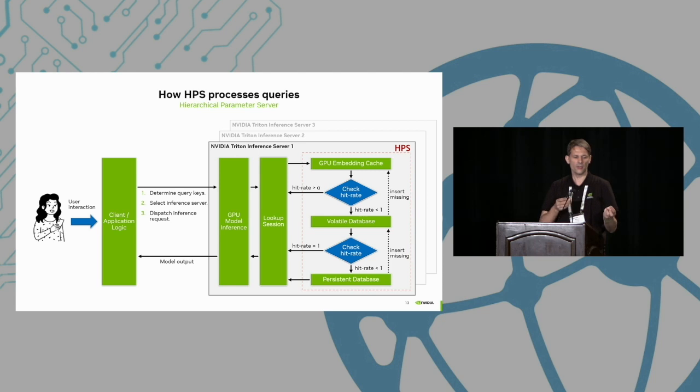Now that we have covered the components, let's see how incoming inference requests are processed by our HPS. In this example, user interactions trigger some recommendation process. After determining the necessary embedding keys, the application logic first selects the available inference server and then dispatches the inference request. Now, for any sparse features encountered, the inference engine will query the HPS, which in turn will first try finding the embedding in its GPU embedding cache. If the cache hit rate exceeds some specified goal, which we call alpha here, we return the result immediately.